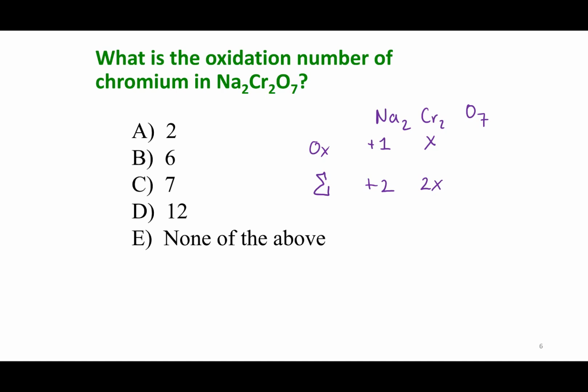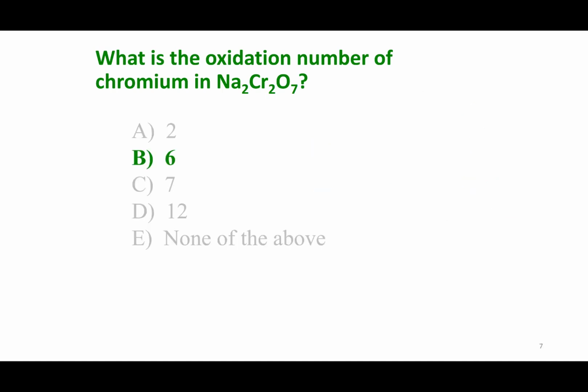Lastly, oxygen has a bunch of rules. Now, it is not being forced into anything, and that's because chromium is the more variable atom here. And so if oxygen isn't being forced into anything, it becomes -2. And so there are 7 of them, so this is going to be -14. And if I sum all this up, this has to equal the charge of this complex, which is 0. So if I go ahead and solve for x, in this case, x is going to be +6. So that is going to be the oxidation state of chromium.